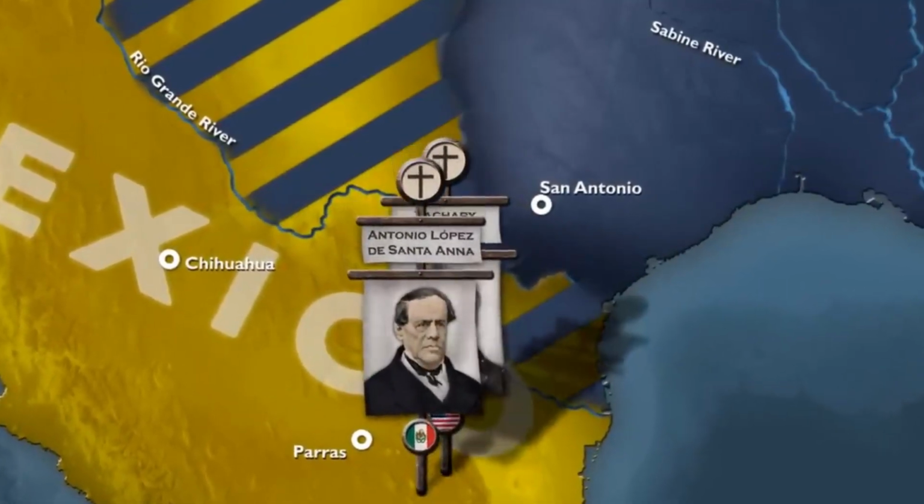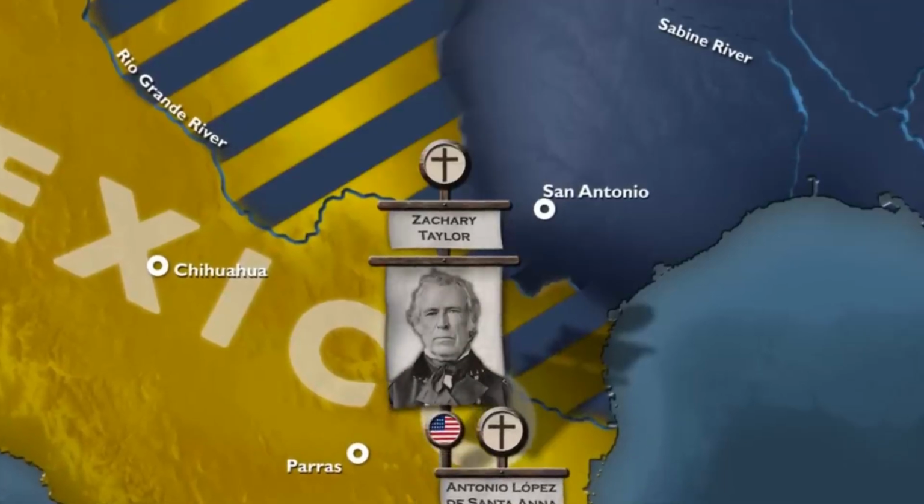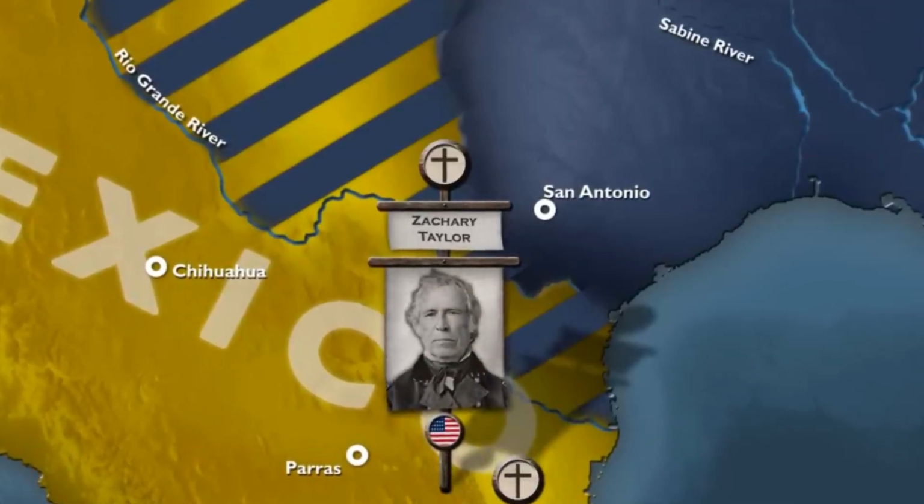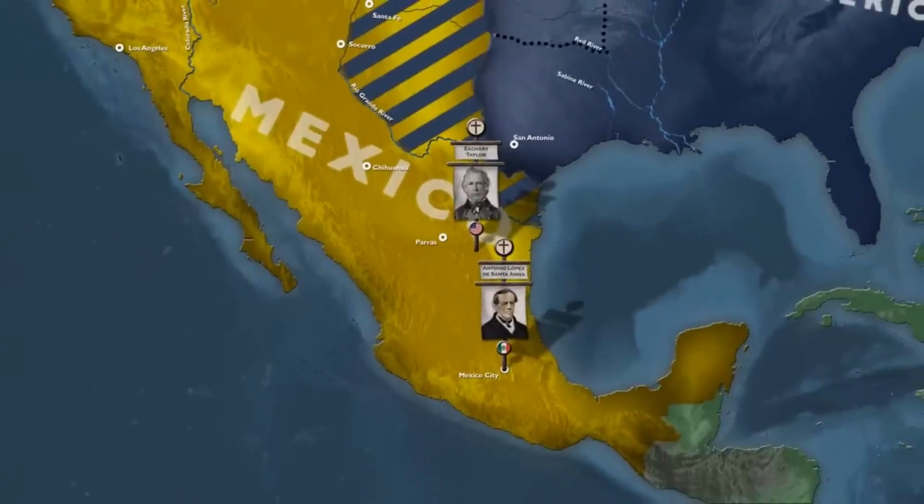The route inland passed through rugged terrain and several strong defensive positions. Santa Anna attempted to block the advance at Cerro Gordo. There, Mexican forces occupied high ground overlooking a critical mountain pass. The position appeared formidable, and Santa Anna expected American troops to attack directly into his defenses.